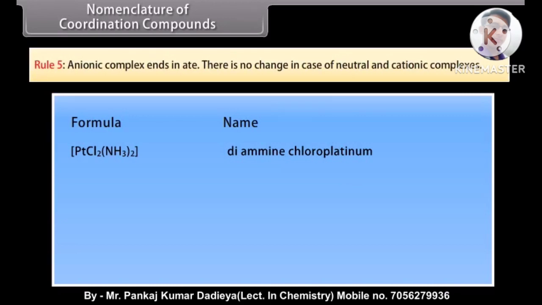Rule 5: an anionic complex ends in ate. There is no change in the case of neutral and cationic complexes. Rule 6: the oxidation state of the central metal is indicated by a Roman numeral in brackets.